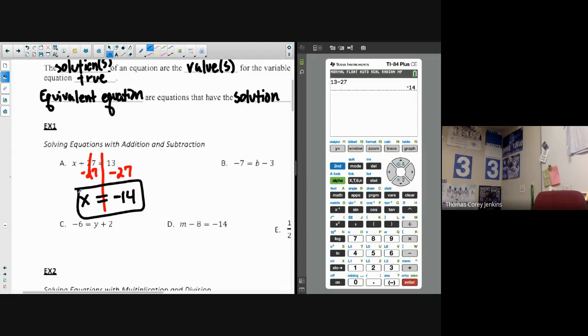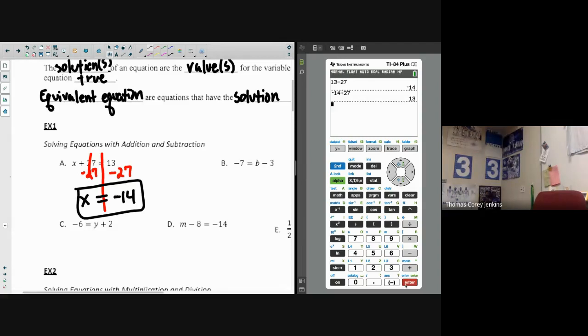And then again, it's always good to remember, you can plug that back in just to see if it works. Double check your work, right? So if we go back to the original, what we're saying is that negative 14 plus 27 is 13. So I can just double check that real quick. Negative 14 plus 27, and that does equal 13, so I know I'm good to go.